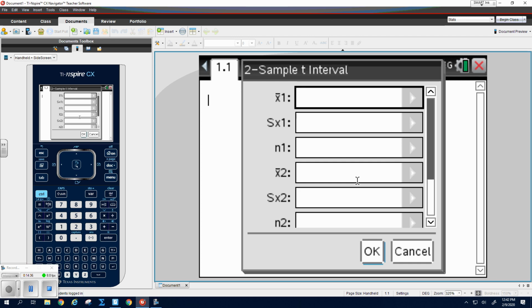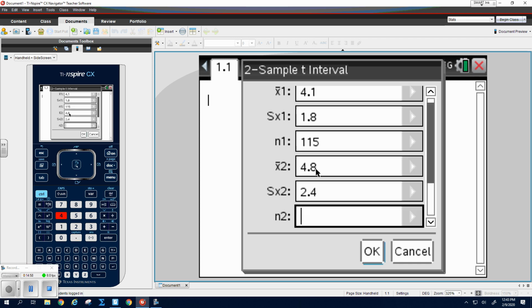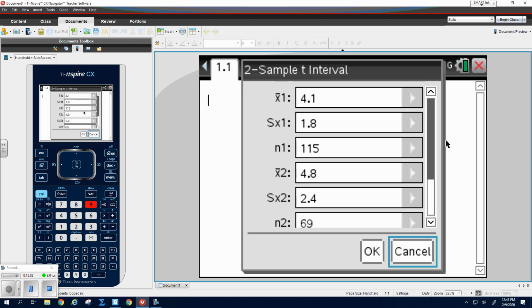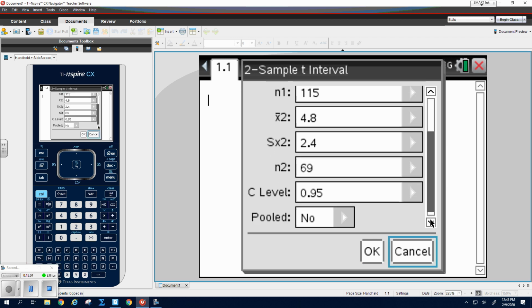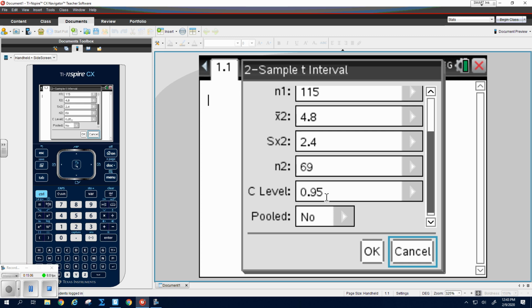And I'm going to plug in my x̄1, which was 4.1. And my standard deviation was 1.8 for the first one. My sample size was 115. Second one, mean of 4.8, standard deviation of 2.4, and sample size of 69. You don't change your pooled or your not pooled. You leave that however it says. And our confidence interval is 95%, so we're going to leave that.